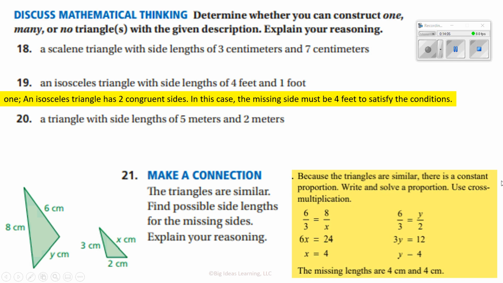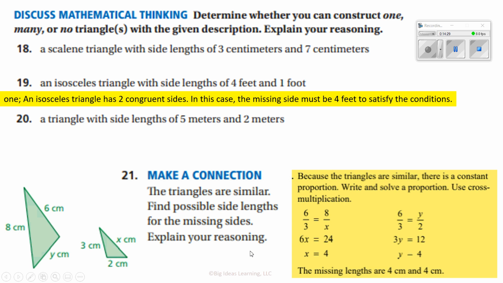A solvable proportion using cross multiplication. Just like I said over here, if I have 6 to 3 and I have 8 to X, 3 times 8 is 24. 6 times X is 6X. When I divide 6X by 6, I divide 24 by 6. That gives me 4. X equals 4. And now let's solve for Y.